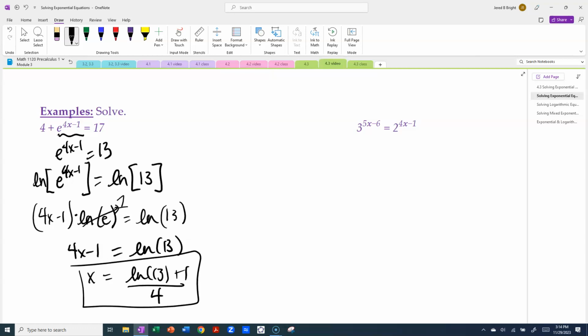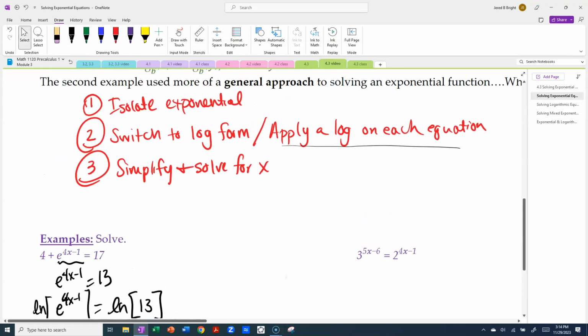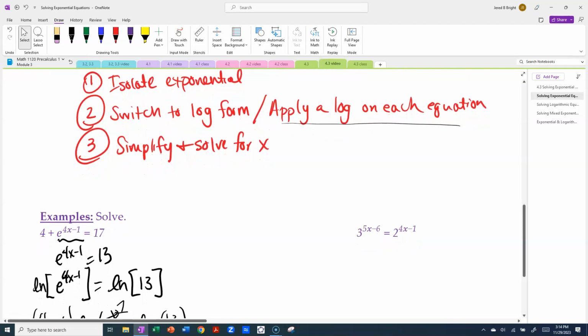All right, so there's one example. Now, this last example is perhaps one of the most difficult types of equations, where you have exponentials on both sides and you need to solve it. Okay, so what do we do? The answer is cry a little bit, always. But at the end of the day, there's no way that you can isolate the exponential. So then you kind of have to skip that and just switch to log form or apply a logarithm on each side. So in this case, let's try switching it to log form.